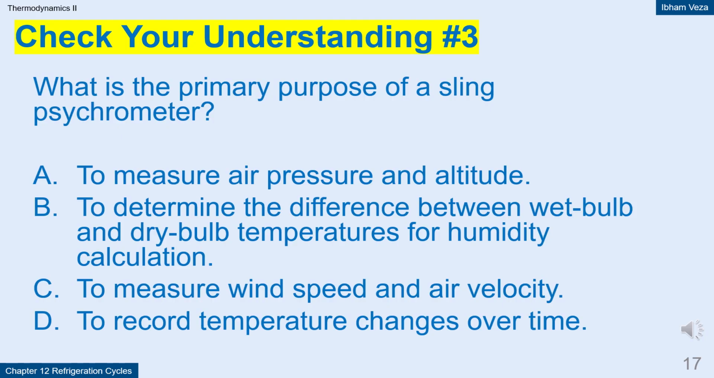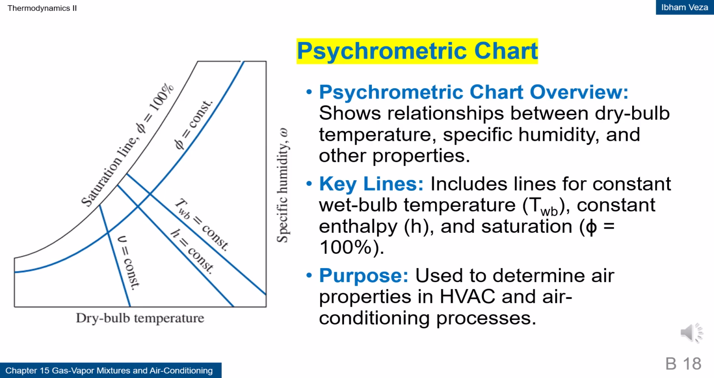D. To record temperature changes over time. Incorrect, because the device does not continuously record temperature changes. It measures wet bulb and dry bulb temperatures at specific moments. Psychrometric chart.